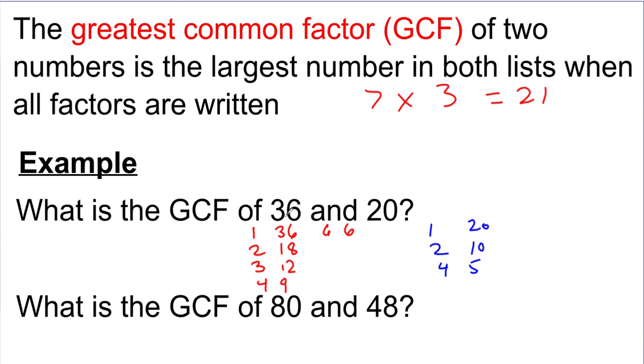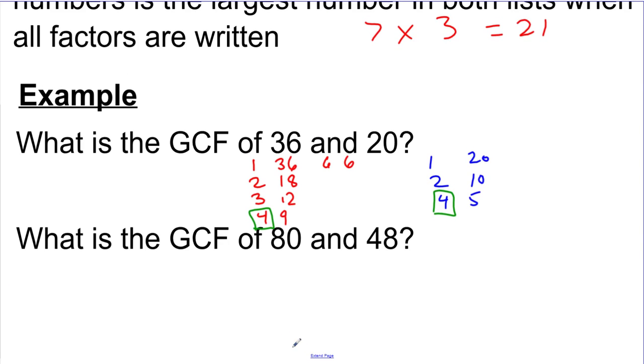So 20 not showing up over here. 10 not showing up over here. 5 not showing up over here. 4. There we go. There's a 4 there. 4 is the greatest number that is showing up on both lists. Okay, so let's do this last example, and then we'll be finished with least common multiple and greatest common factor.